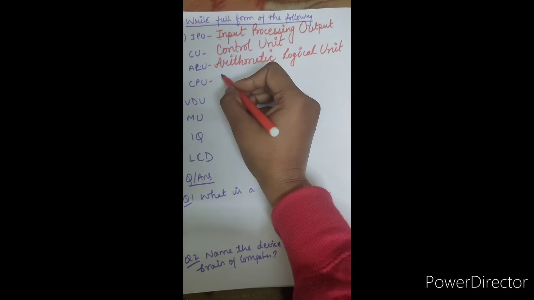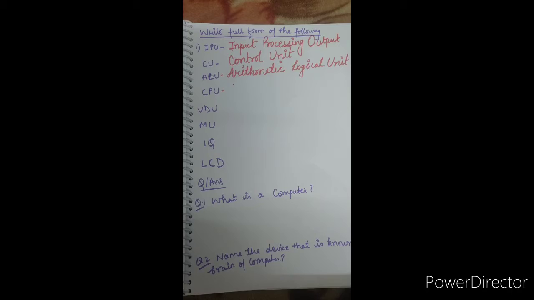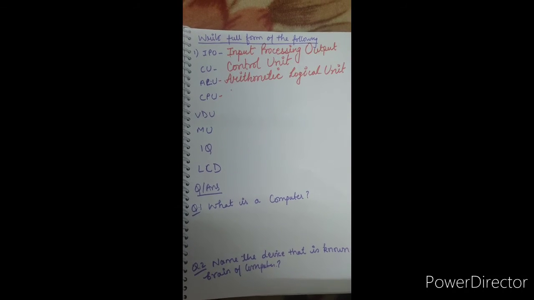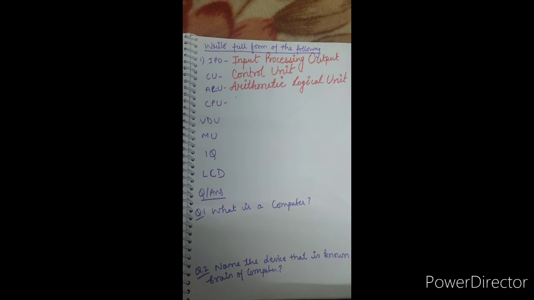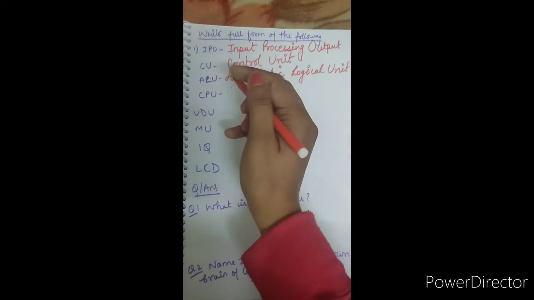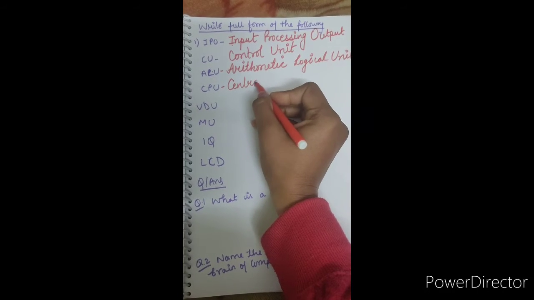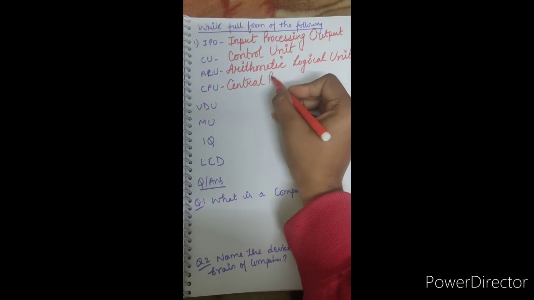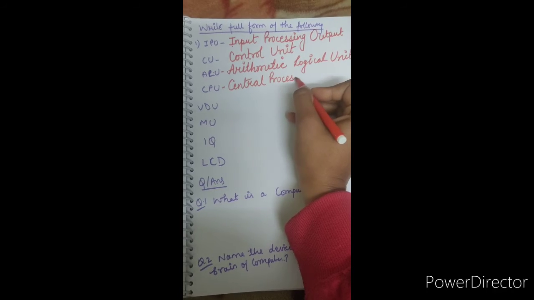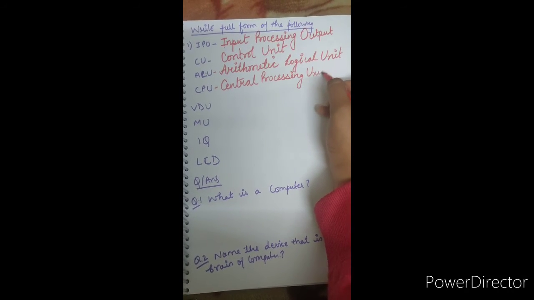CPU. C stands for central, P stands for processing, U stands for unit. CPU, central processing unit.